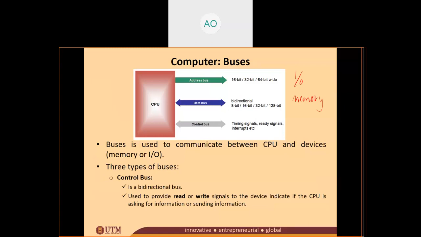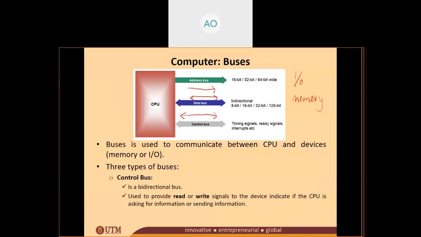Okay, if you see here, the address bus is one direction. So it's from the CPU to outside only. While the data bus is a bi-directional bus. It has two-way communication here. Do you see this? There is two-way communication, either the data going to the CPU or out from the CPU. And the control bus is also a bi-directional bus, which means the data can come in to the CPU or go out from the CPU.